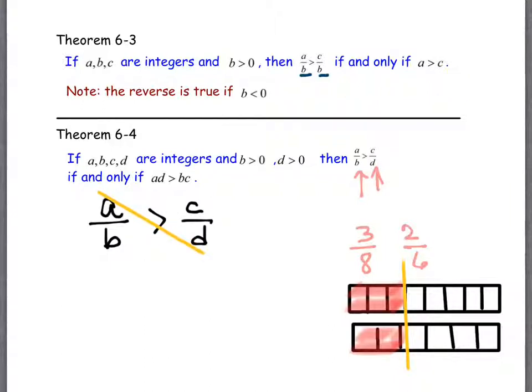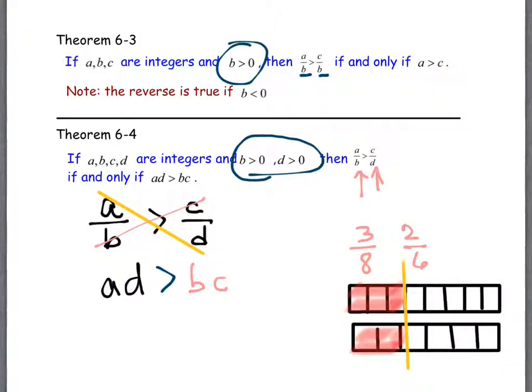So I can multiply a times d to get AD, and I can multiply b times c to get bc, and then the inequality stays the same direction. And all of that works as long as the numbers themselves are bigger than 0. Notice it says right here that B and D are positive. And even up here it says it as well, B is positive. If B or D is negative, everything reverses direction. Everything has to change. So it's only if the denominators are positive that's going to work.